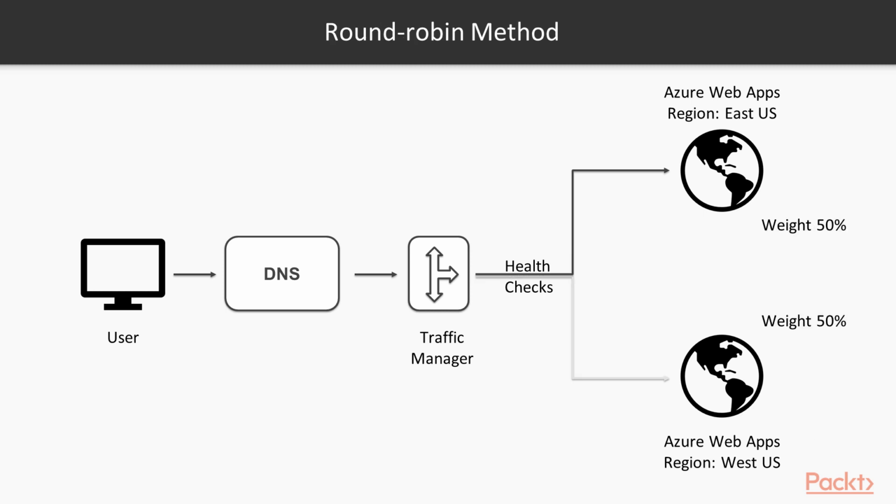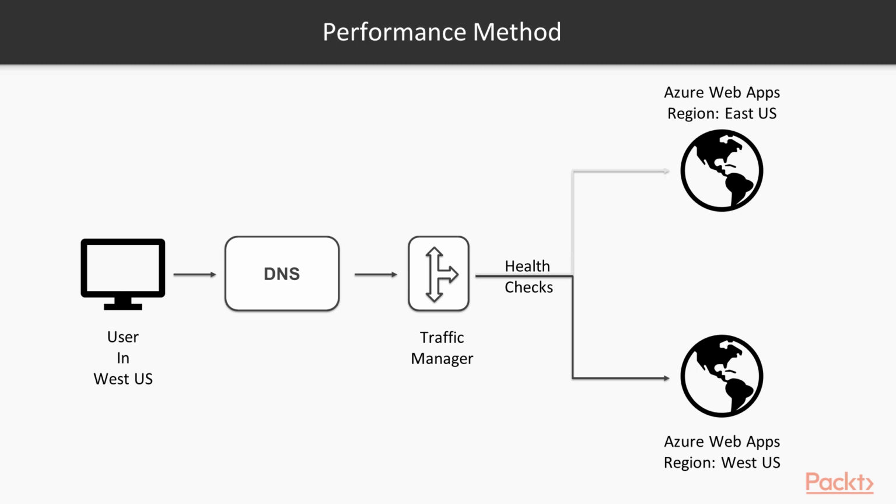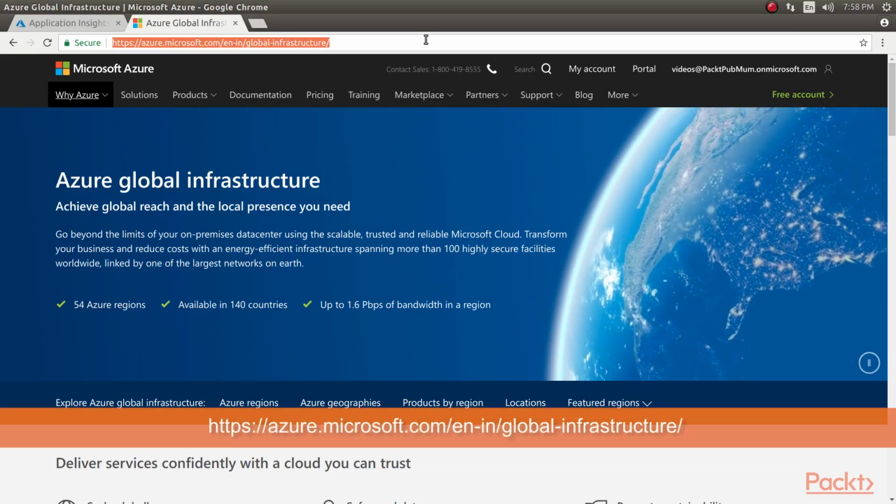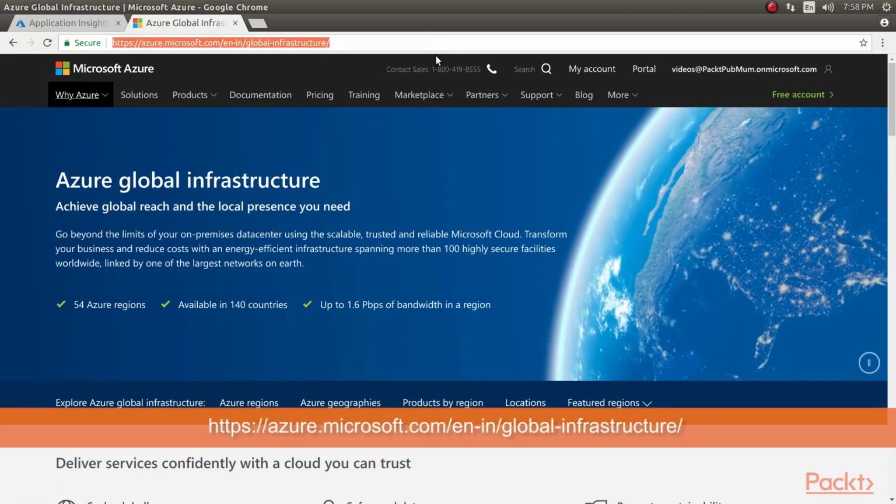Next is the Weighted Method or Round Robin Method. When you need resources to serve in a different region or across a set of different endpoints, you'd need this method for traffic routing. Lastly, we have the Performance Method. You may choose Performance for the traffic routing method when you want to provide equal performance to the users of the resources hosted in Azure. Let's go ahead and take a look at some concepts related to Microsoft Azure.